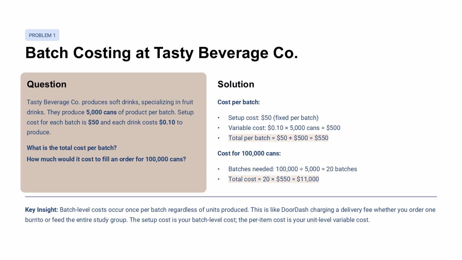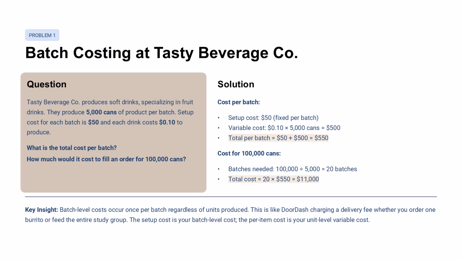A McKinsey study found that companies using ABC to analyze batch costs reduced their cost per unit by an average of 15% simply by optimizing batch sizes. That's not accounting theory. That's millions of dollars of real profit unlocked by understanding exactly what we just calculated. The why behind the why here is profound.